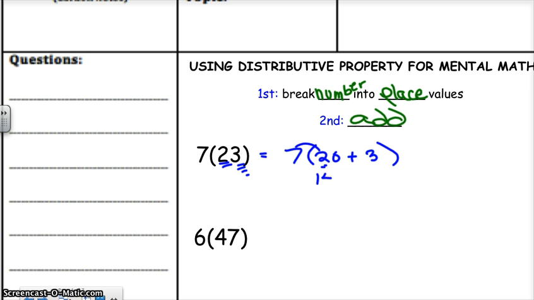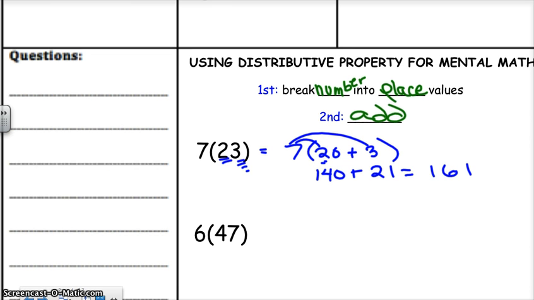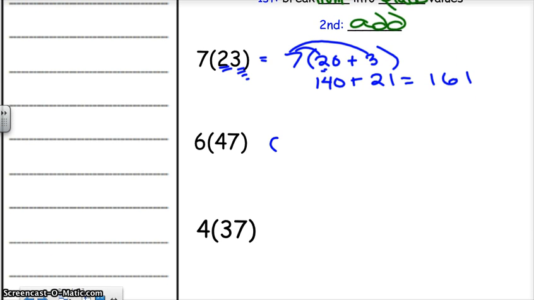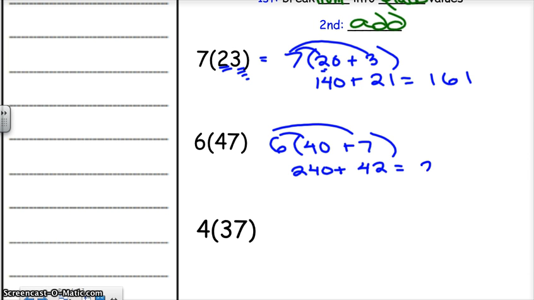7 times 20 is 140, plus 7 times 3 is 21, which is 161. Much quicker to do that mentally in my head. 6 times 47. So I have 6 times, I have a 40, and I have a 7. Place values. Distribute it out. 6 times 40 is 240. Plus 6 times 7 is 42. Now I can quickly add it to 282.